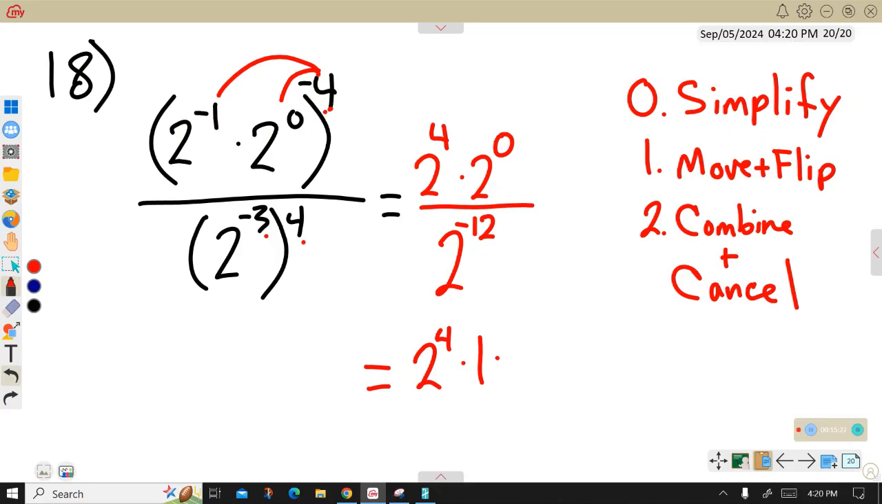But now we're going to move that 2 to the negative 12. We're going to move that to the top, and we're going to change the negative to a positive because we moved it. And notice that there's nothing left on the bottom. We could think of it as an invisible 1, or we could just think of it as going away. There's nothing else left on bottom. So our final answer is just going to be right here. We got 2 to the 4 times 1 times 2 to the 12. And so we do the product property, and we combine the exponents. We get 2 to the 16.